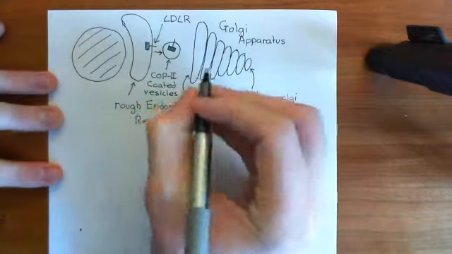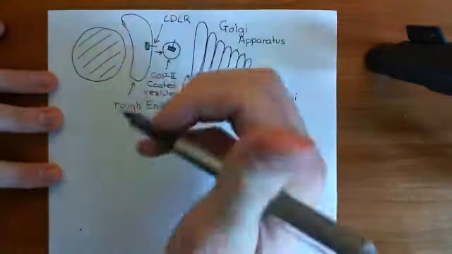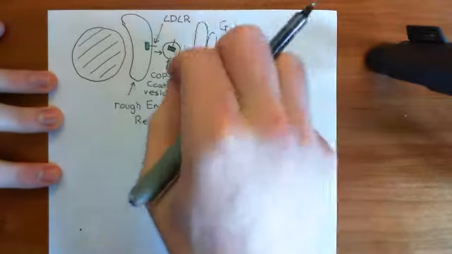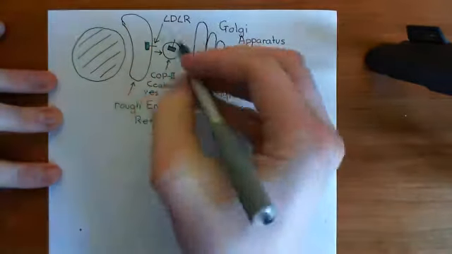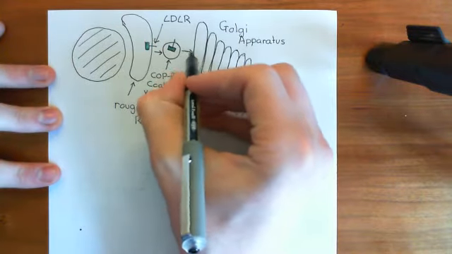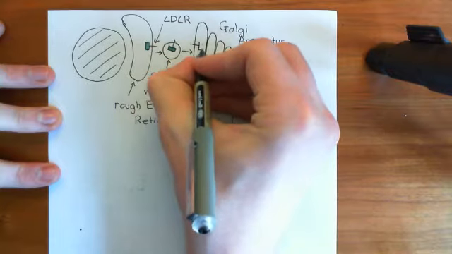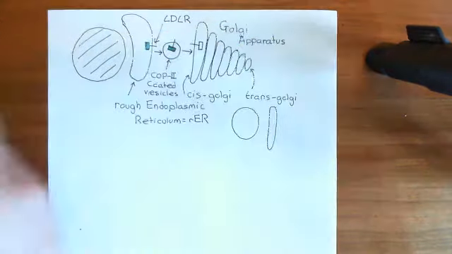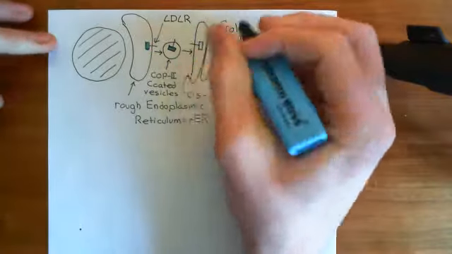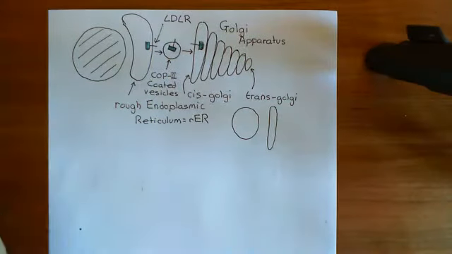We'll discuss that in more detail later, but for now it's fine to just imagine a vesicle pinching off there and taking the LDL receptor with it, and it's then going to take this to the cis Golgi. It will fuse with the cis Golgi membrane, and what you'll end up with then is the LDL receptor facing into the lumen of the Golgi. So the ligand binding domain here in blue is facing into the lumen of the Golgi.